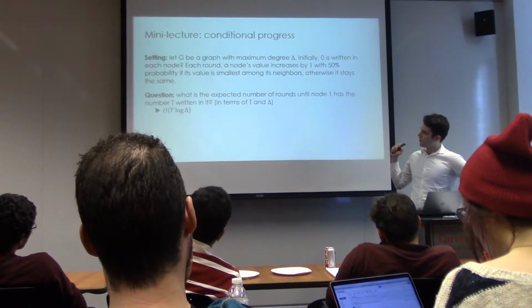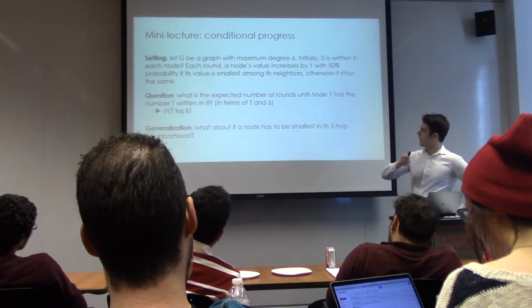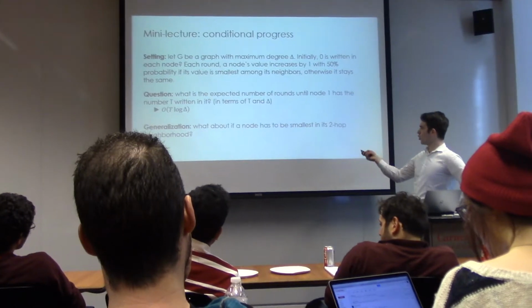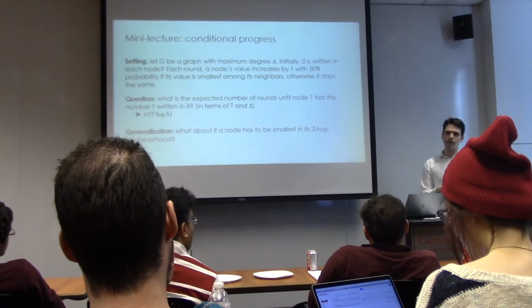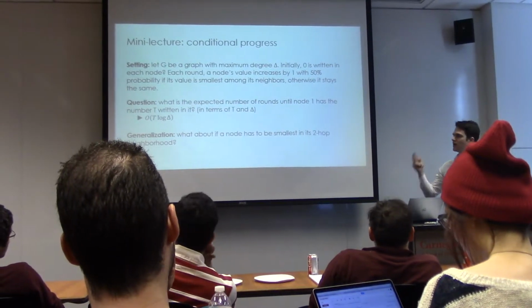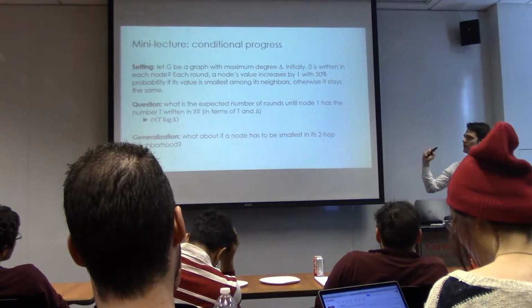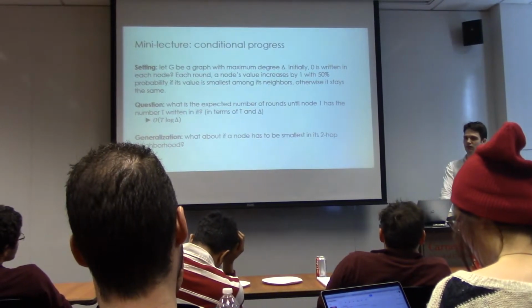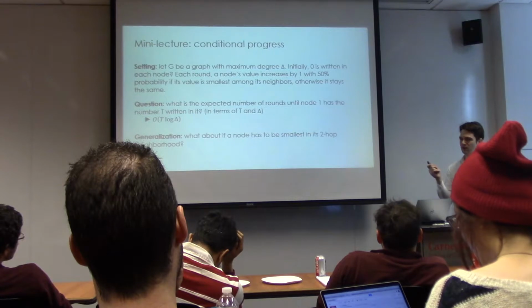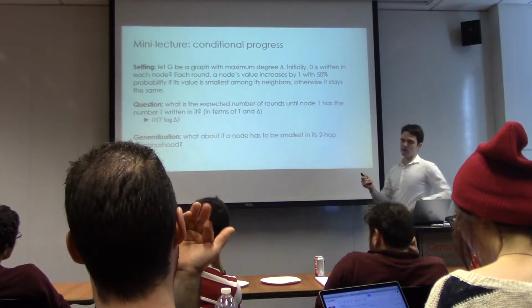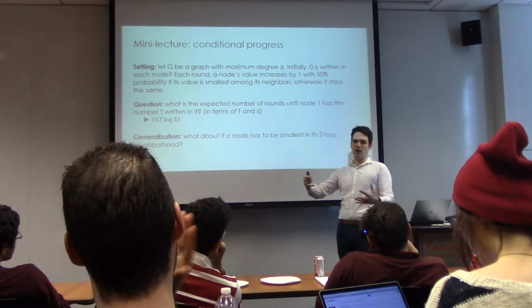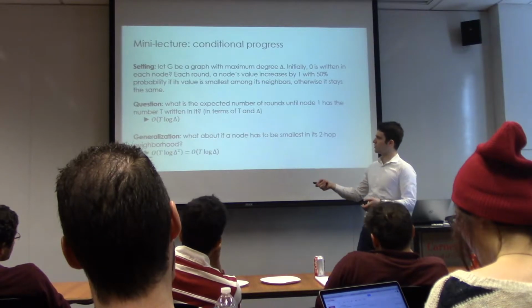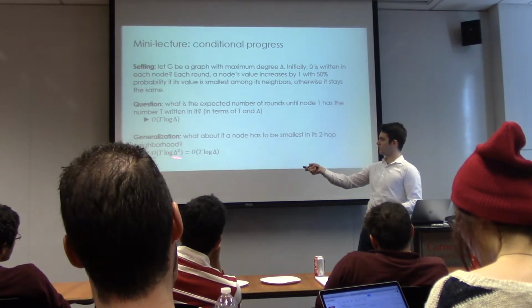So let me just ask you now, what if you are bounded by your 2-hop neighborhood? So you can only advance if your 2-hop neighborhood is not bounding your progress, in the same graph with max degree delta. What happens then? And the answer is simple. The number of 2-hop neighbors is delta squared. It goes in the log factor, so it's like log delta squared.